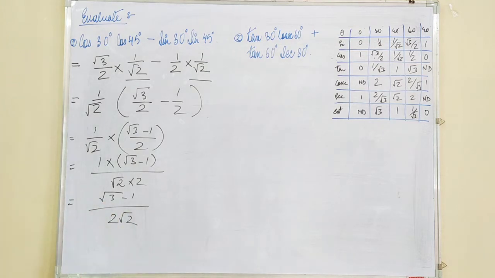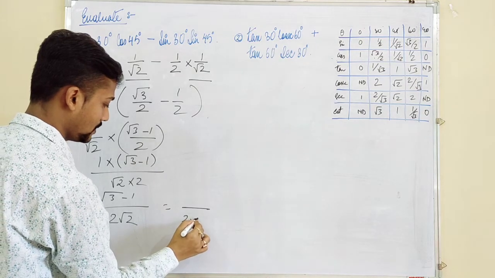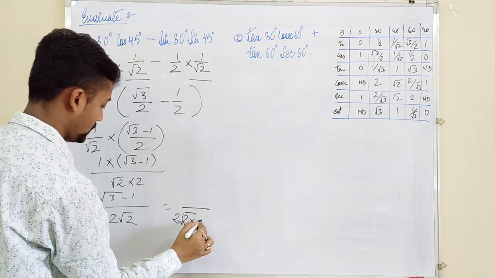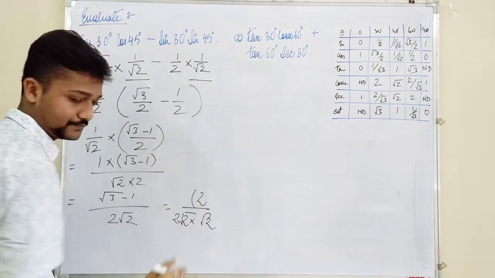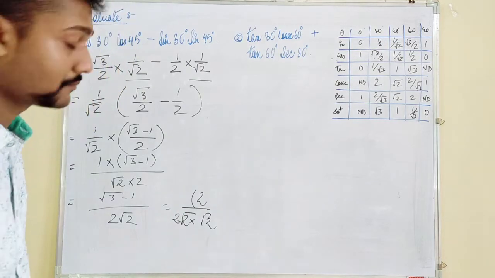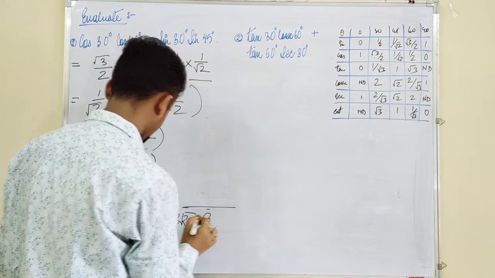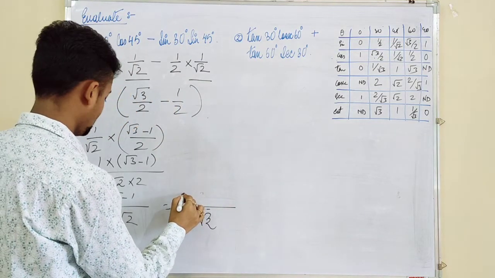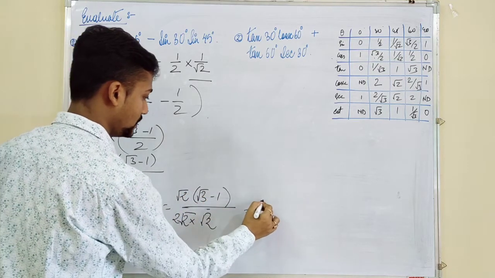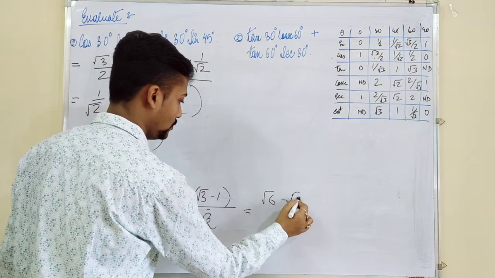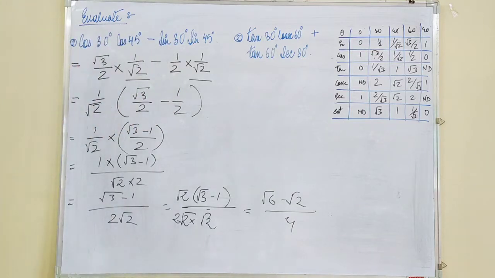So if you don't want to put root 2 at the bottom, what can you do? Multiply 2 root 2 into root 2. At the top also you have to multiply. Root 3 minus 1 times root 2 is root 6 minus root 2, and the denominator 2 root 2 into root 2 is 4. This will be your required value.